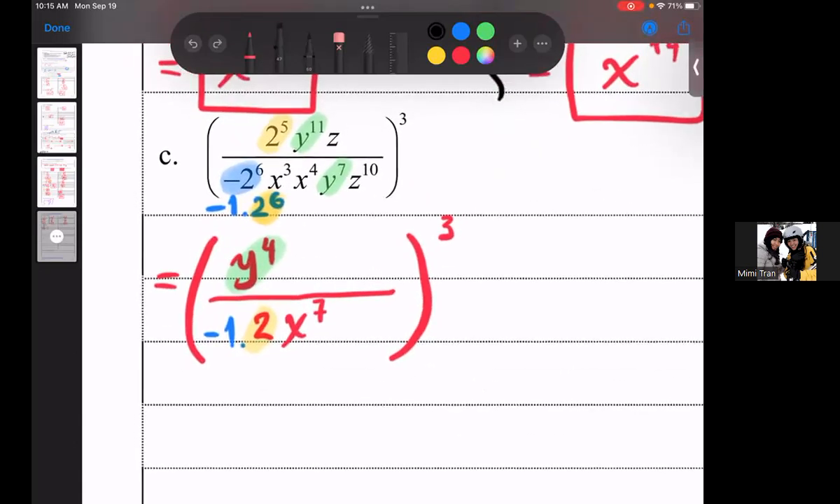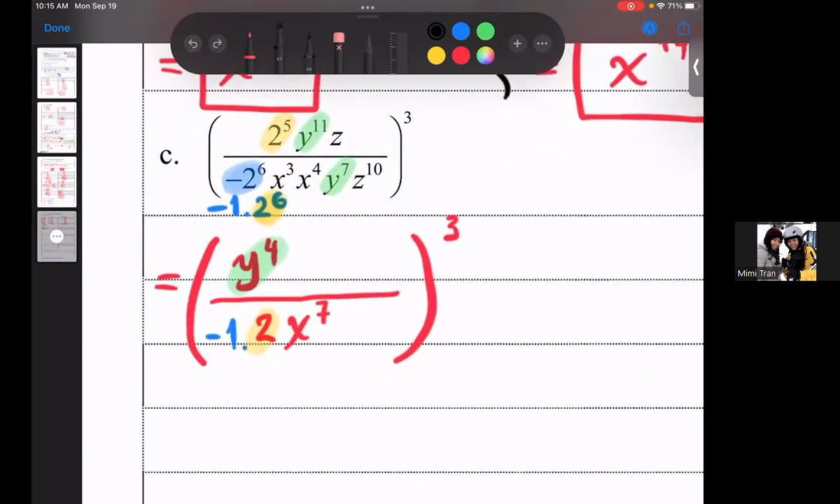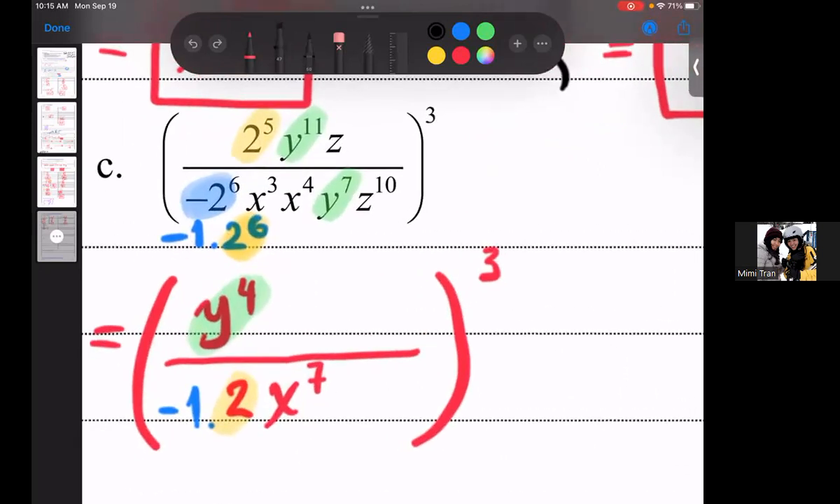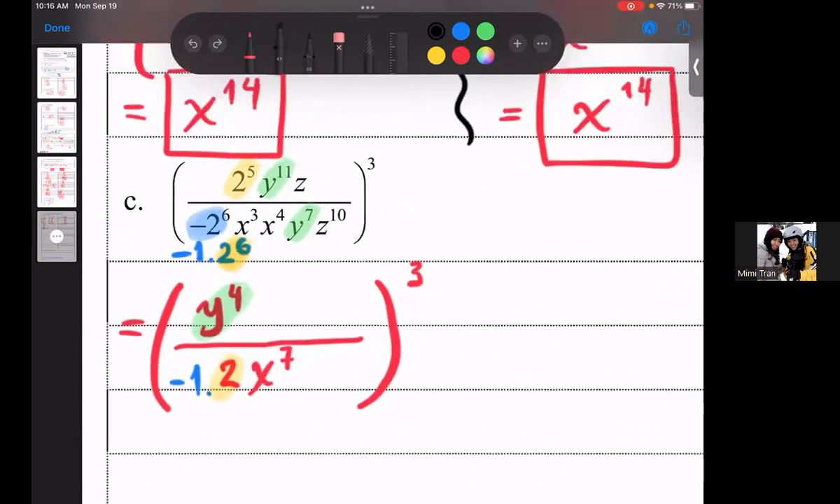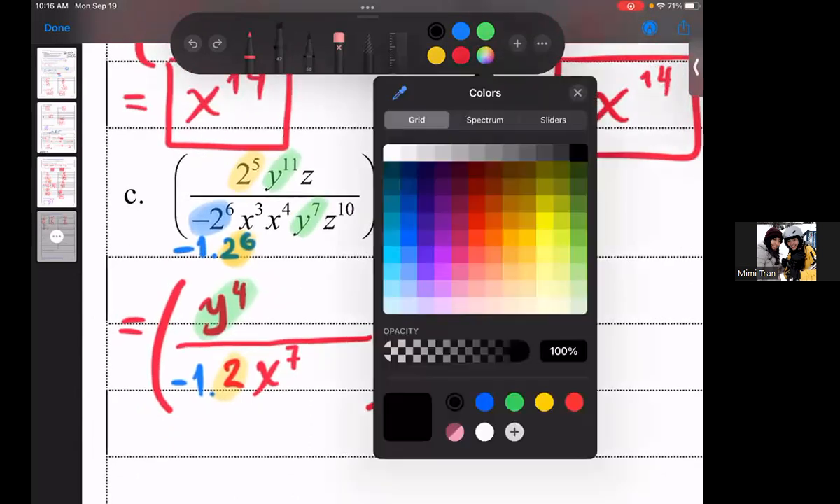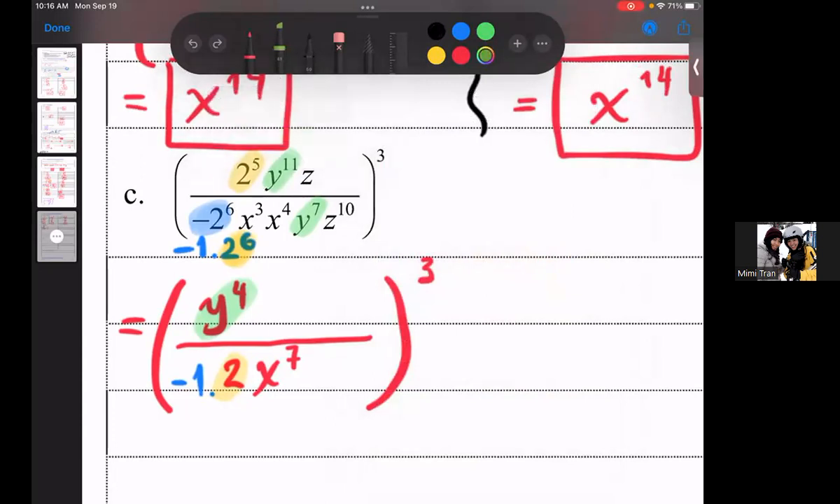Oh, I'm done with y. Right, minus that and then plus x. I don't plus x. Oh, because x they together. Because x cubed times x to the 4. So you add the exponent. But for the y, you have 1 on top, 1 on the bottom. You subtract. Run out of color to highlight. Good enough. Okay.